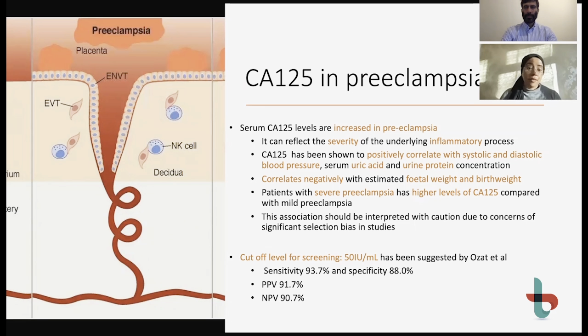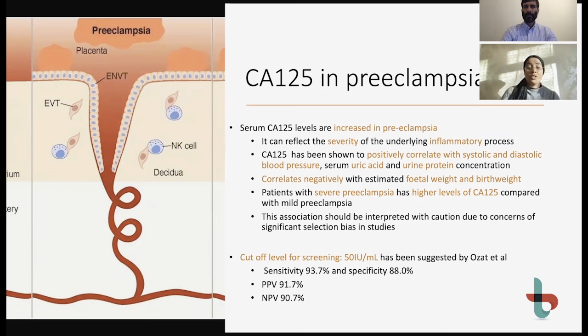CA125 also positively correlates with some of the markers that we look for in patients where we suspect preeclampsia, such as high systolic and diastolic blood pressure, increased serum uric acid, and urine protein concentration. And it also correlates negatively with fetal weight and birth weight. Patients with severe preeclampsia have higher levels of CA125 compared to mild preeclampsia.